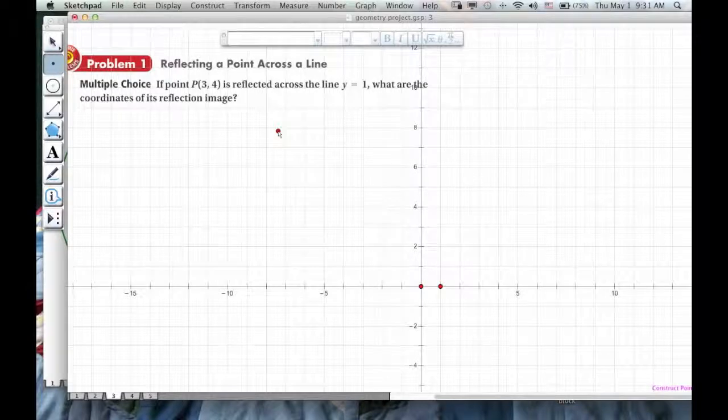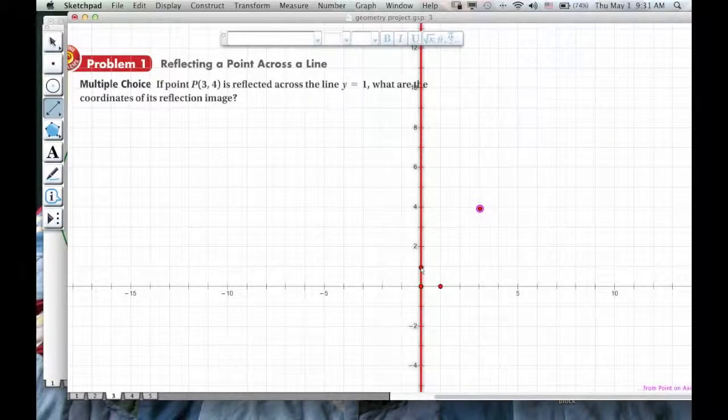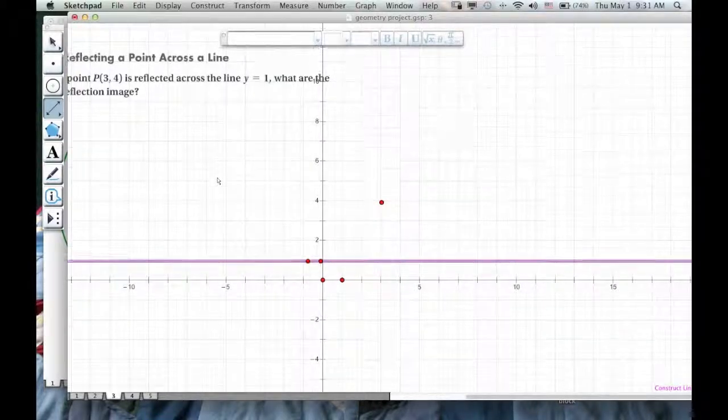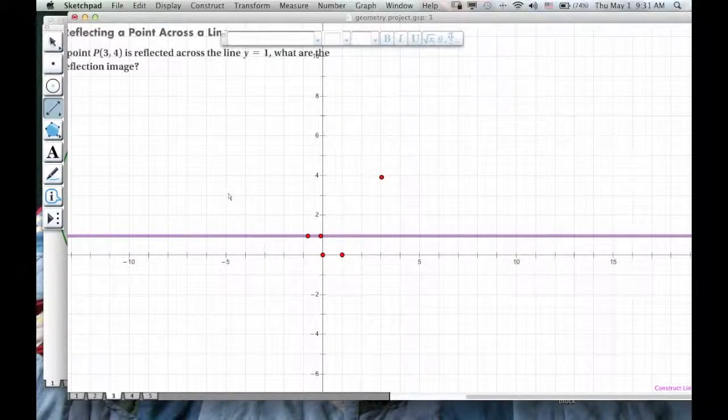In this problem, it asks if point P is reflected across the line y equals 1, what are the coordinates of its reflection image? So first, you plot the point 3, 4. Then you plot y equals 1. Y equals 1 is a horizontal line. So now point P is 3 units above y equals 1.